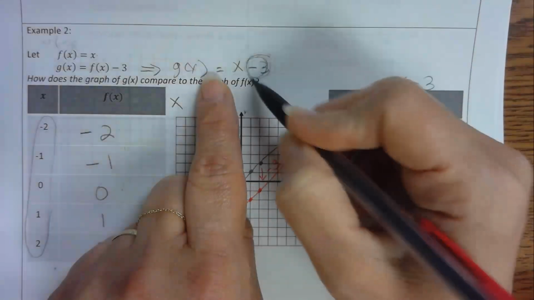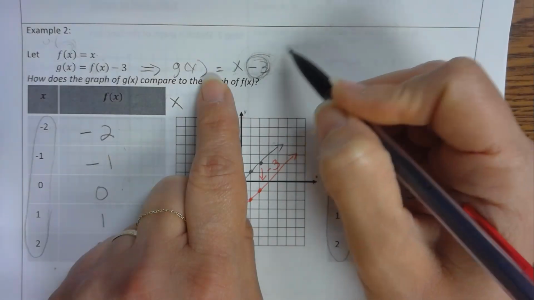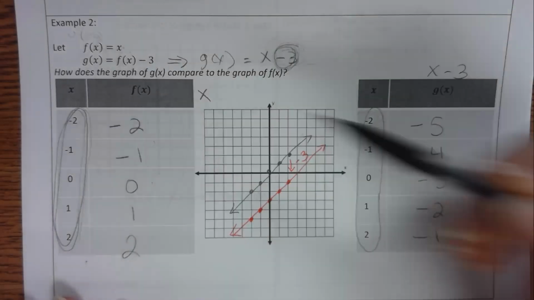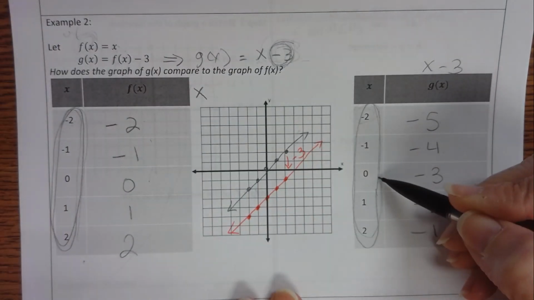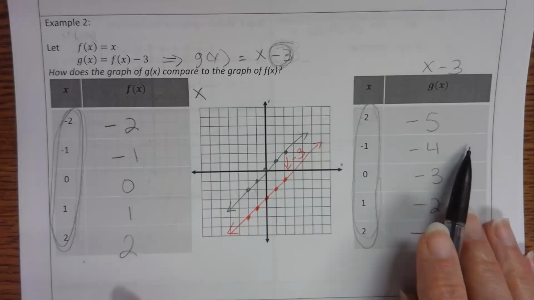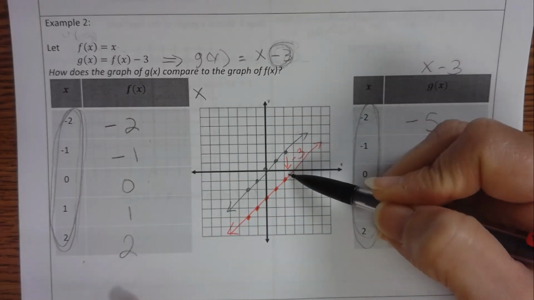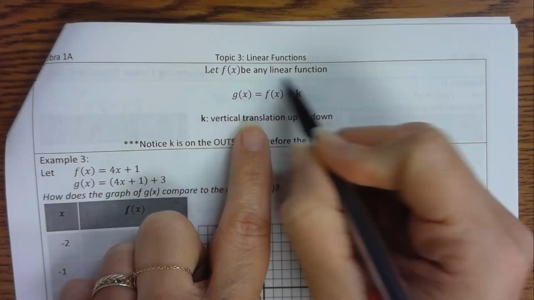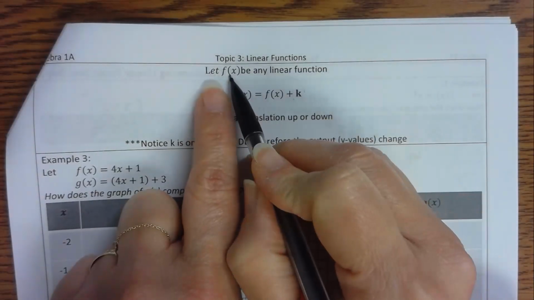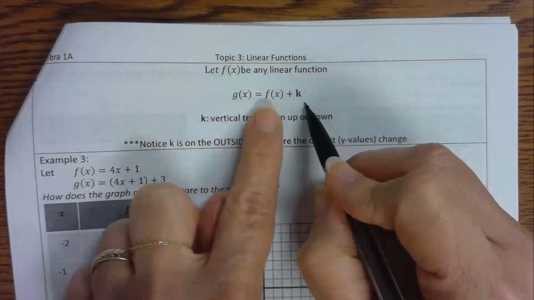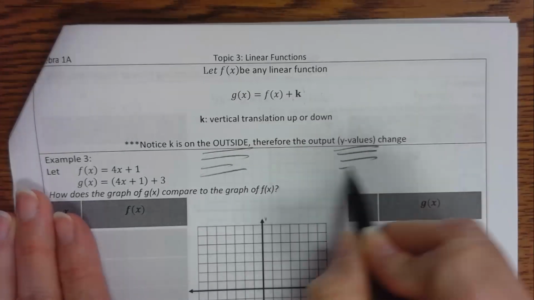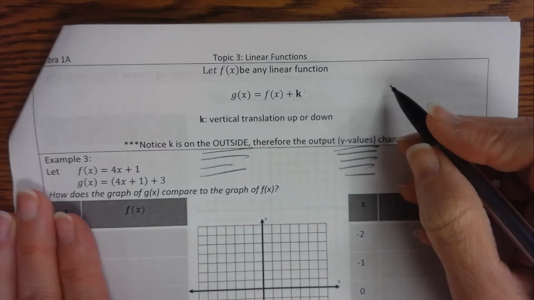So subtracting 3 changes the output, the outside of the function. Notice for the same x values, these are exactly the same x values, I did not touch the input. The output changed by 3, so the function moved down 3. And you learned that essentially that's the effect of adding a number on the outside of the function. So let f of x be any linear function, the original. If I add a number on the outside of the function, that means the y values are going to change. So those are going to go up or down.